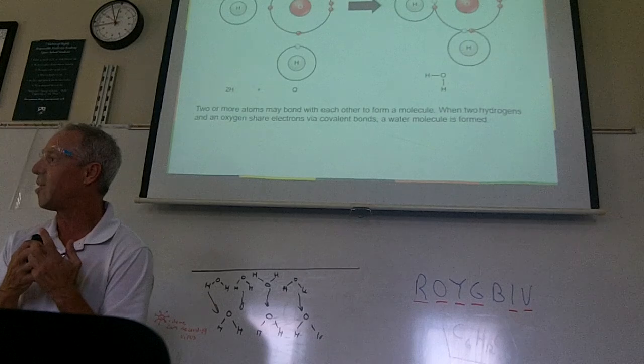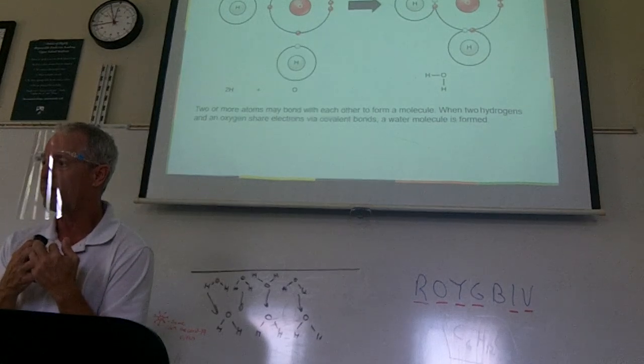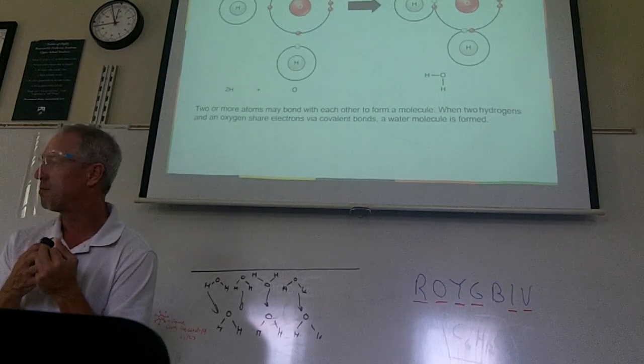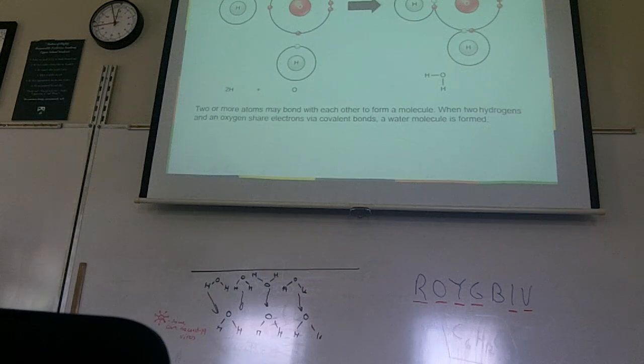That's what a covalent bond is. It's sharing electrons. Each hydrogen is sharing 1. So this hydrogen is sharing that one with the oxygen, and this hydrogen is sharing that one with the oxygen. And the oxygen is sharing the red ones with the hydrogens.